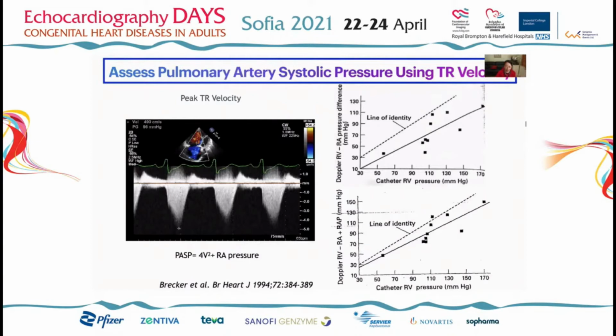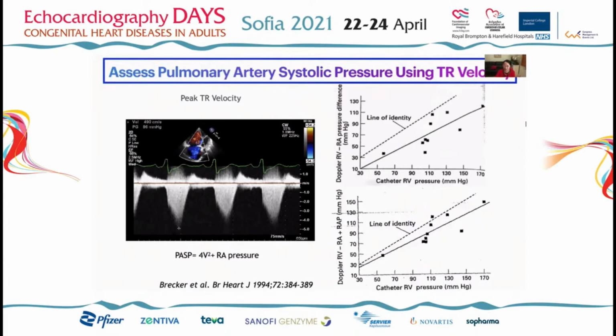But bear in mind, when we use the TR, we have to know that in the published data, the correlation between Doppler and the cath measurement of RVSP varies a great deal. The correlation varies between 0.5 to 0.95. So you can see with this variation, we can easily underestimate PA systolic pressure.